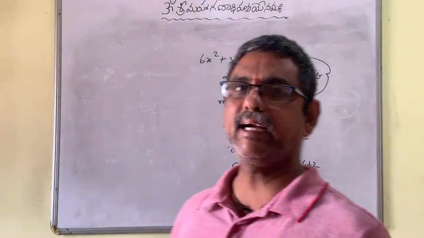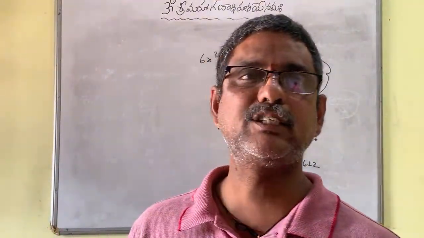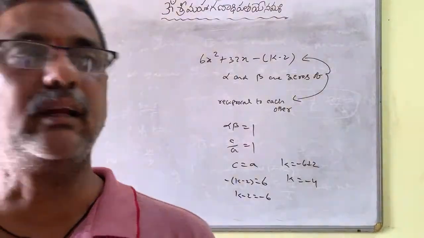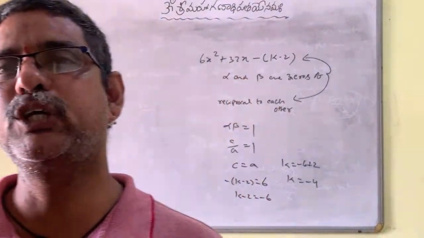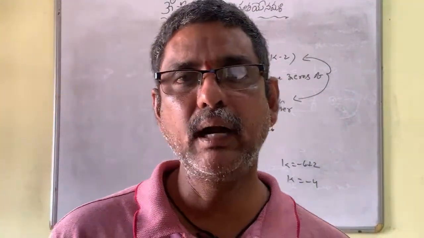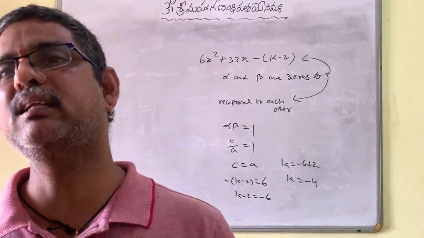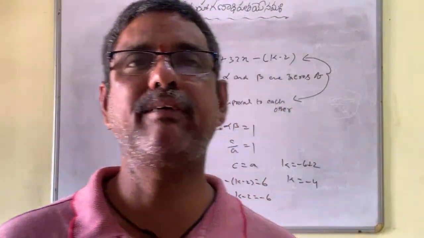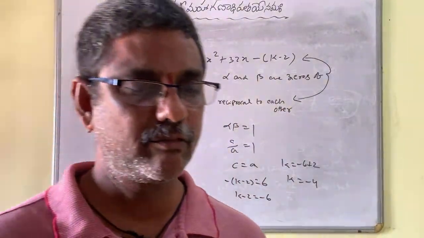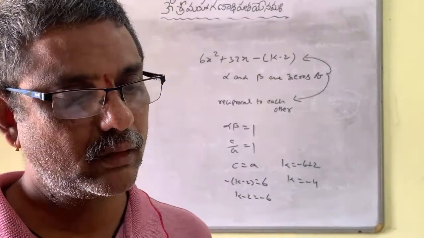How can you say that 1 by 5 is a reciprocal of 5? What is the reason? Then you should be in a position to say, sir, when we multiply both the numbers, we will get 1. Then we can say that 5 is a reciprocal of 1 by 5 and 1 by 5 is a reciprocal of 5. Is that okay, children?